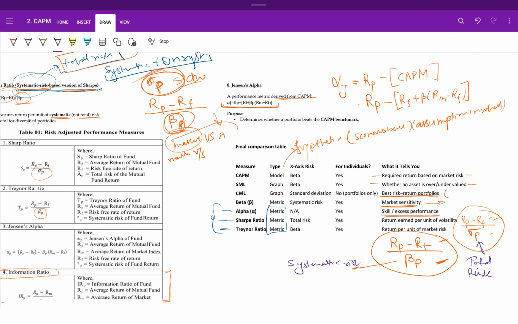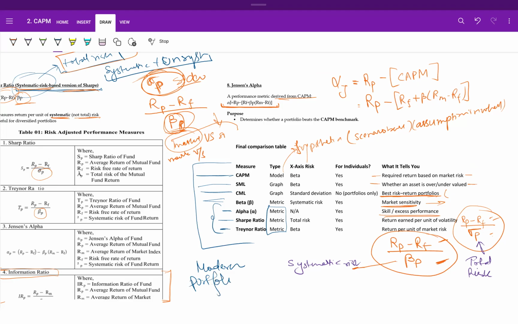Okay, let's do one by one more time. The capital asset pricing model gives us the required return. SML visualizes whether the asset is mispriced or overpriced. Capital market line shows the best possible risk return trade-offs. Beta tells us the level of systematic risk. Sharpe ratio and Treynor measure the performance, and alpha tells us if we have outperformed our expectations or not. Together they all form the backbone of modern portfolio theory.